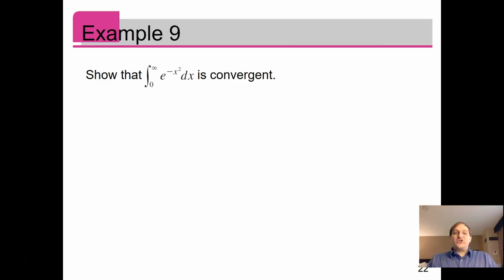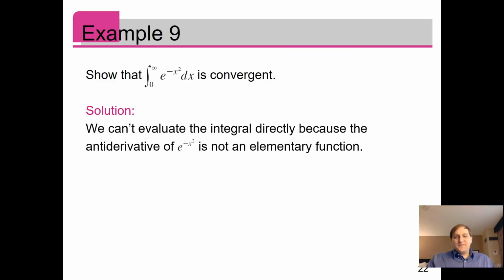So as an example, we're going to show that this function is convergent. This is an important example because we know that this function does not have an elementary antiderivative. We can't actually calculate this area using techniques that we know. We actually can calculate this area because this is a special function, but it doesn't have an elementary antiderivative. So we can't evaluate the integral directly. That's not an elementary function. Again, it's related to the normal distribution, so we kind of can.